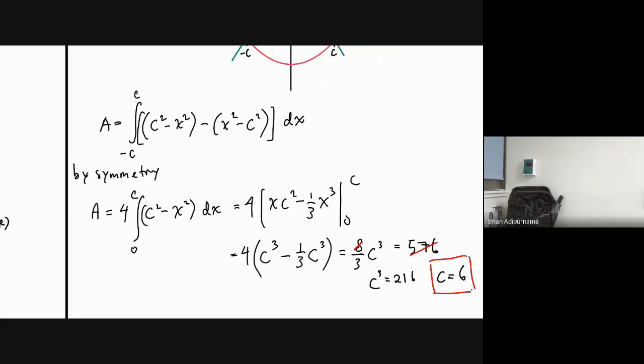We can use the symmetry. You can use 4 and then just calculate this integration, putting c inside, and get 216, and its cubic root is 6. I think most of you got it correct, but I think most of the mistakes happen when you are integrating and there are positives and negatives, and you did it wrong there.